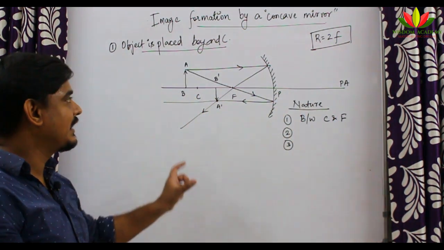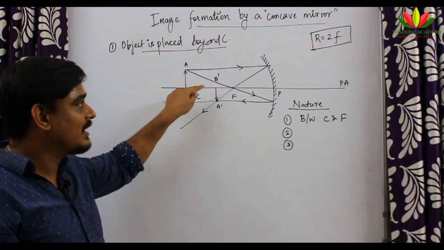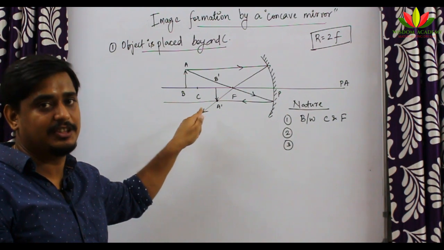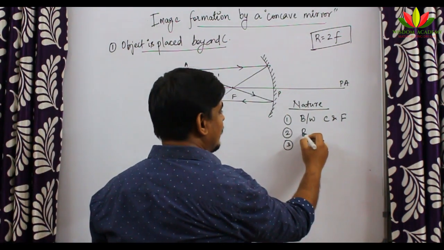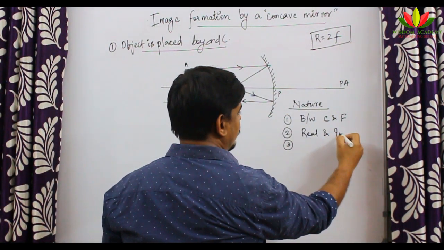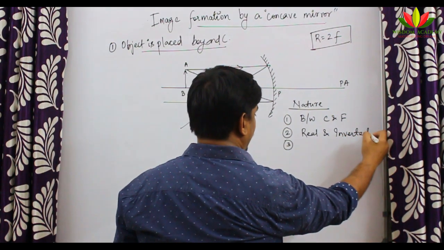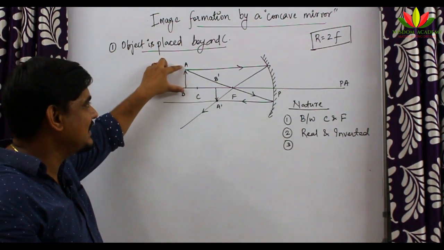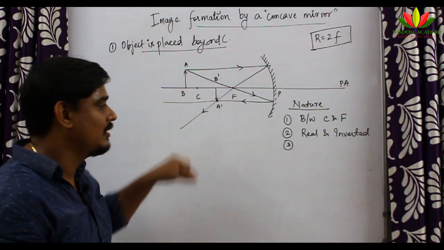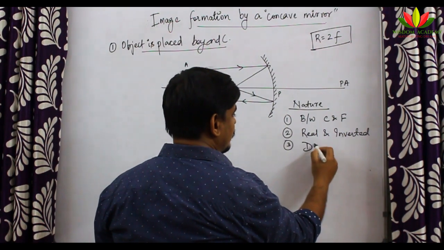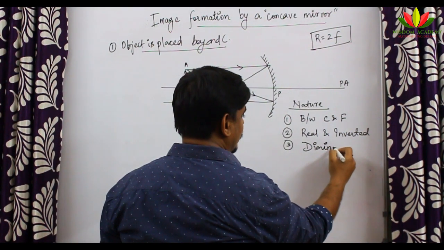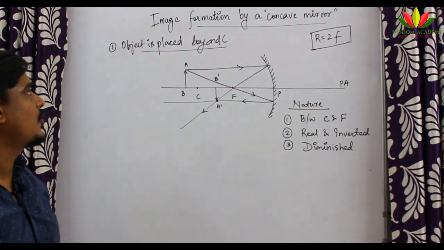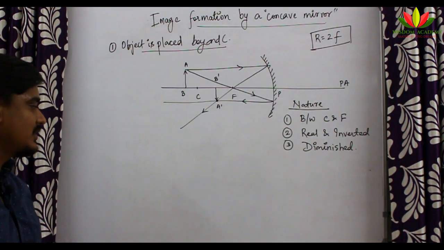What is its characteristic? It is real and inverted. Why I am saying real? Because the rays have really met to form the image, isn't it? So it is real and obviously it looks inverted. And the third thing is its size. See, this size is bigger, this became small. So I will write diminished. Size has become diminished. So this is the nature of the image formed when the object is placed beyond C.